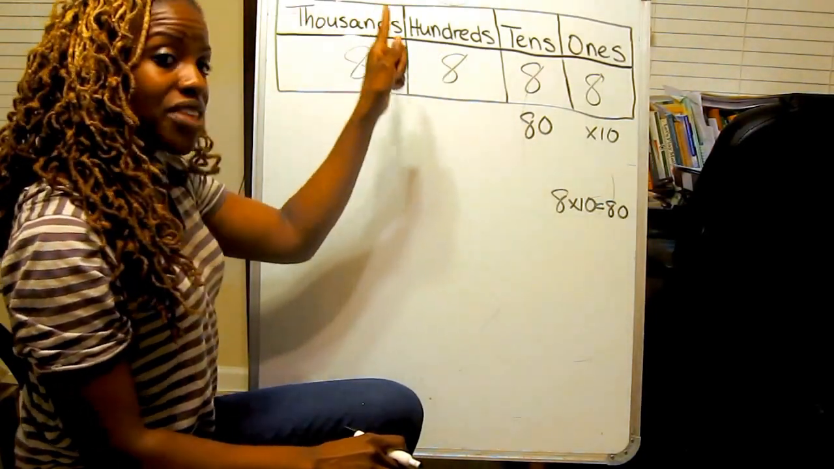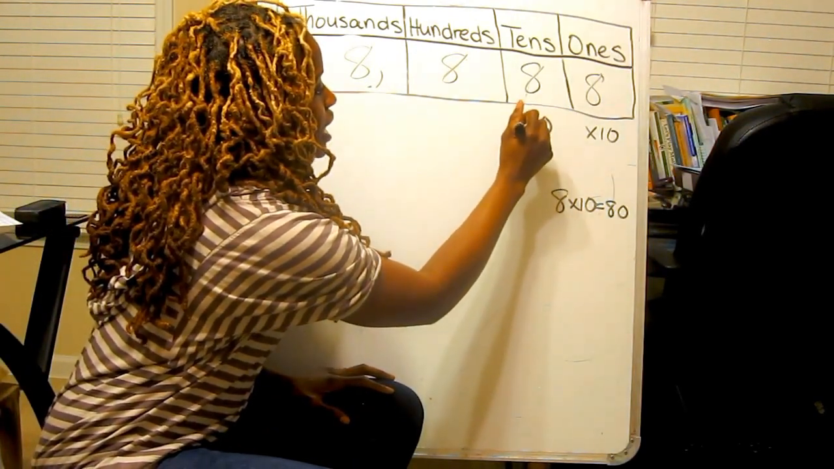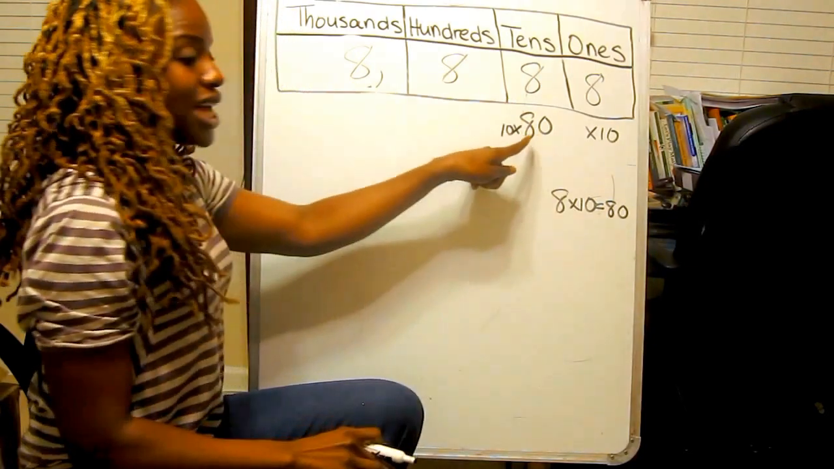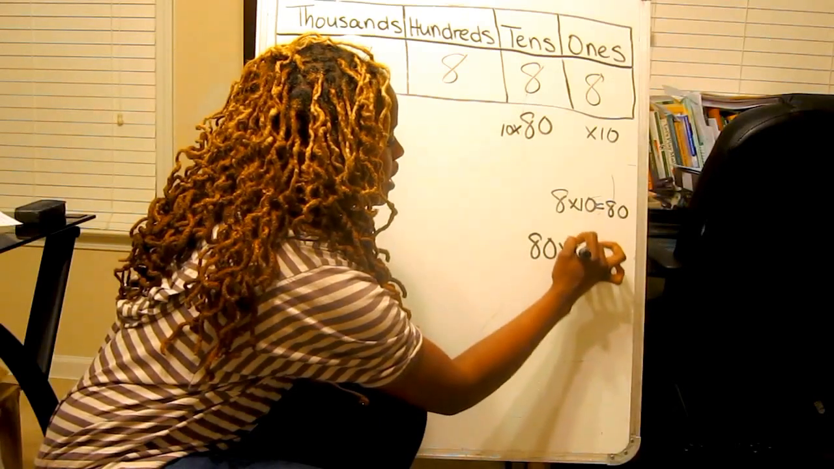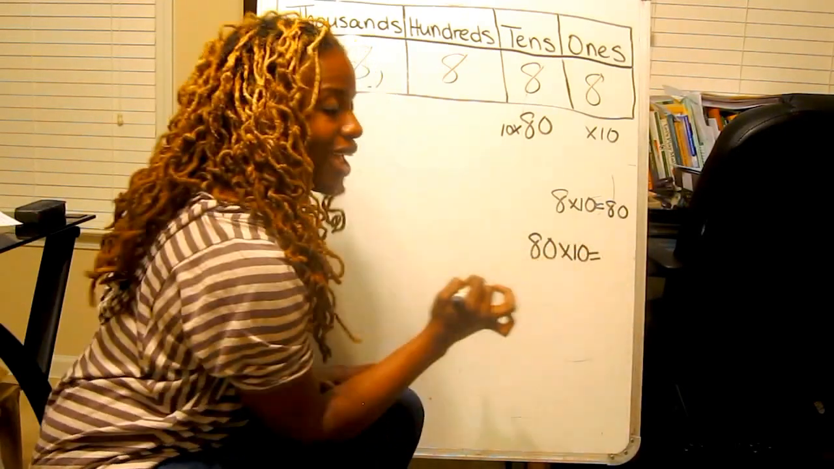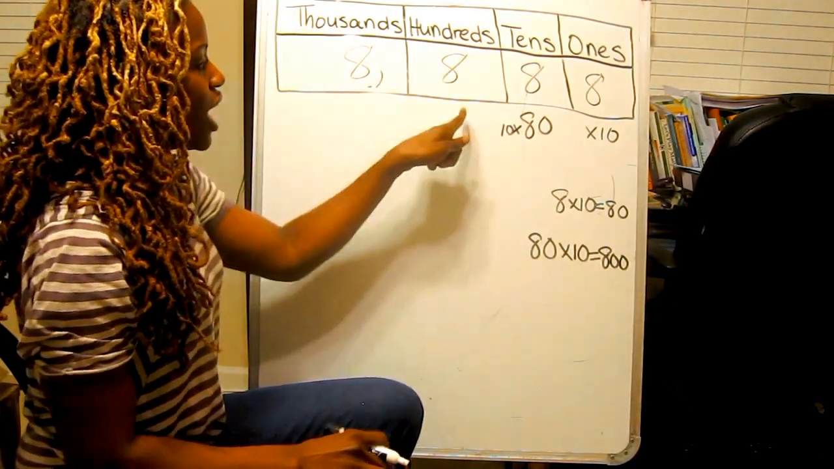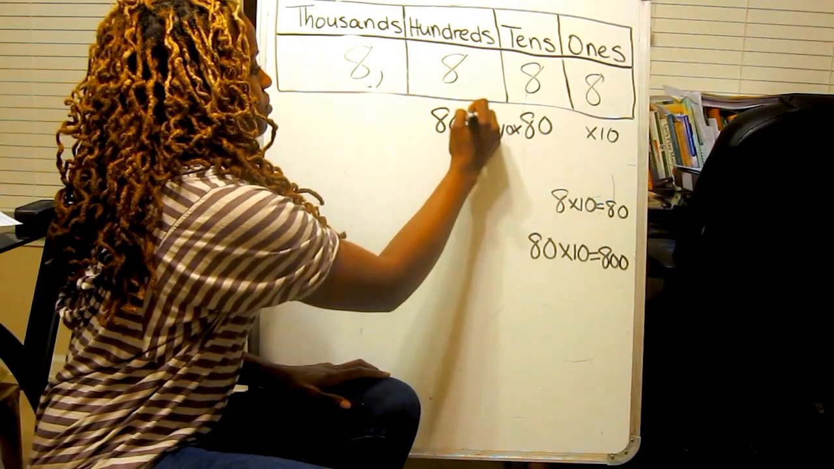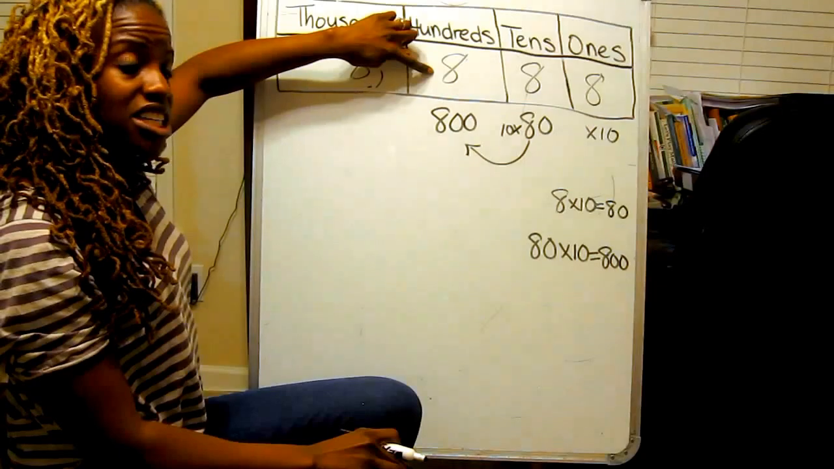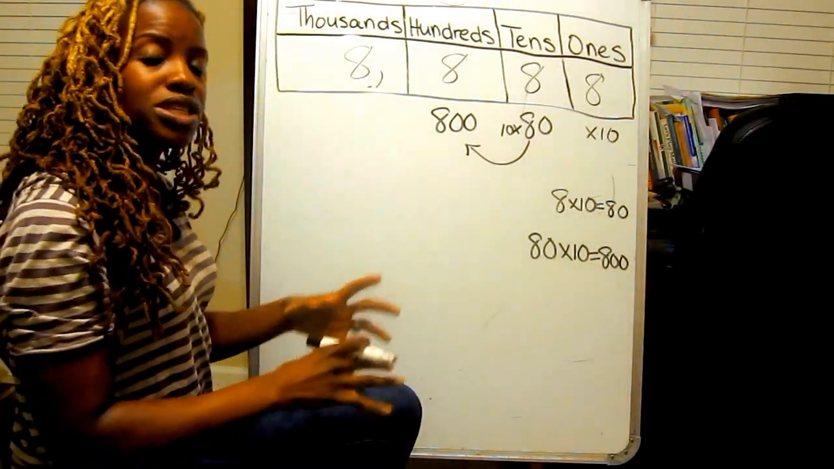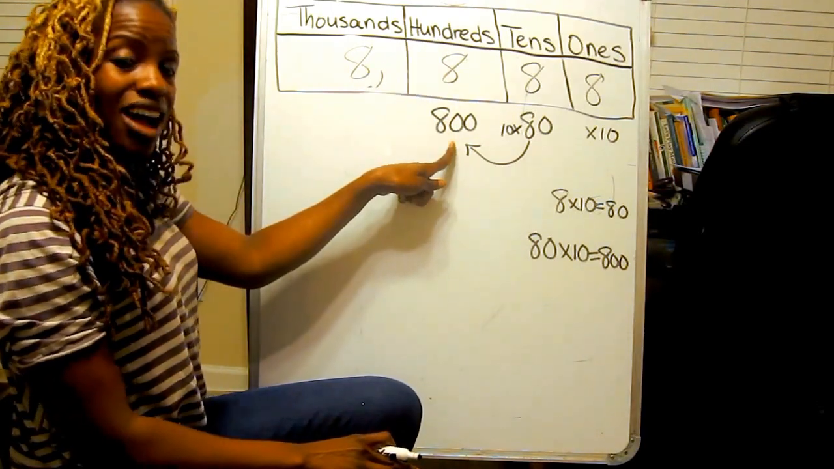To get the value of the hundreds place, I'm going to multiply that 80 times 10. So if I multiply 80 times 10, I get a value of 800. The 8 is in the hundreds place. 8 groups of 100 gives us a value of 800.